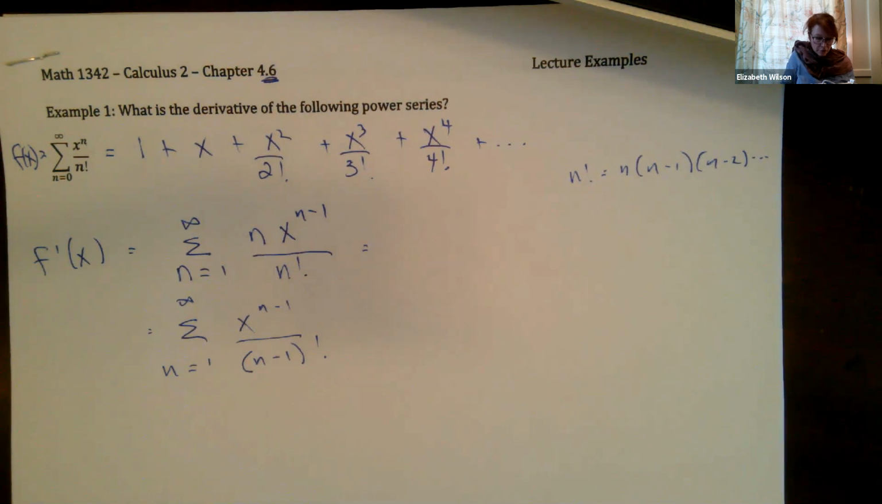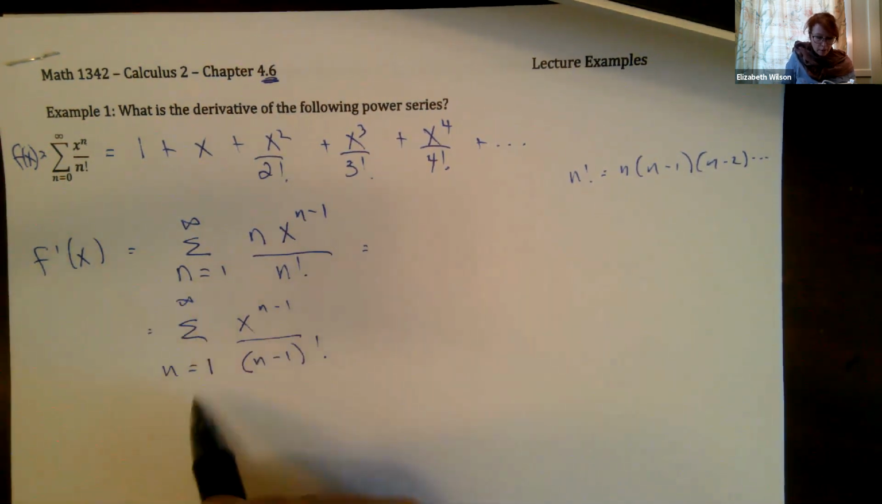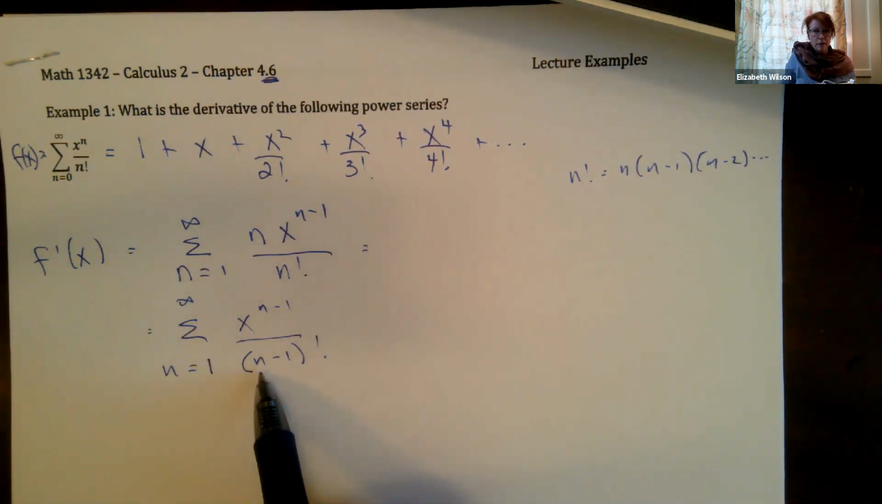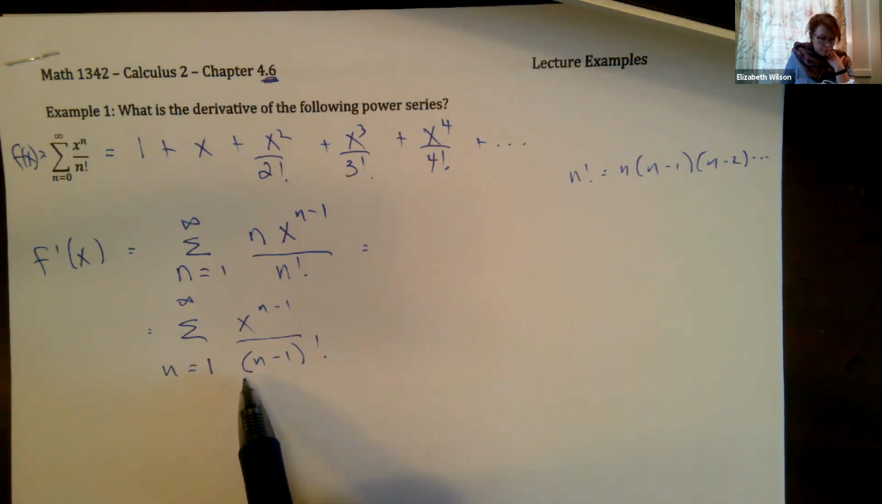And I have to start now at n equals 1, because if I were to plug in 0, I'm going to get minus 1 factorial, which isn't going to be correct. So I have to start here. 0 factorial is equal to 1, so we're okay with that.